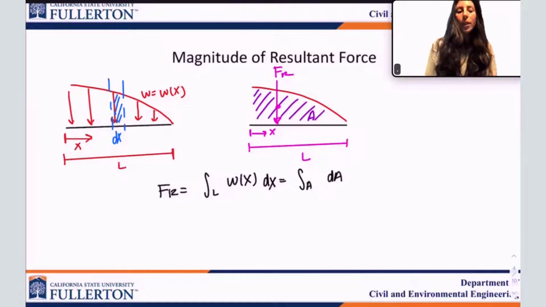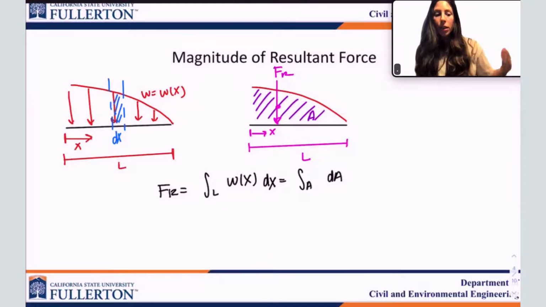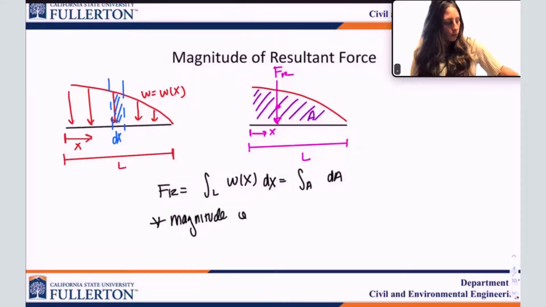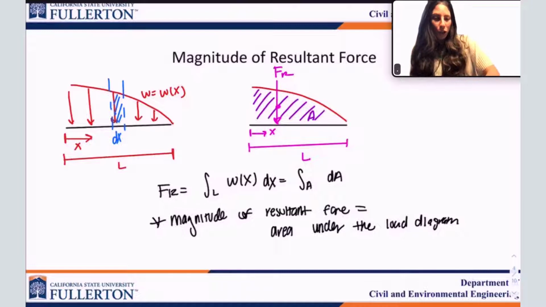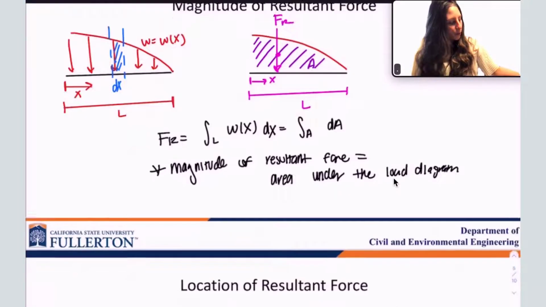So basically what we see here is that the magnitude of the resultant force is equal to the area under the loading diagram. Okay, this is the important takeaway. Magnitude of the resultant force equals the area under the load diagram. This should ring a bell from when you're doing shear and moment diagrams, or what you kind of learned in your previous classes. This should kind of ring a bell now, I'm hoping at least, okay?